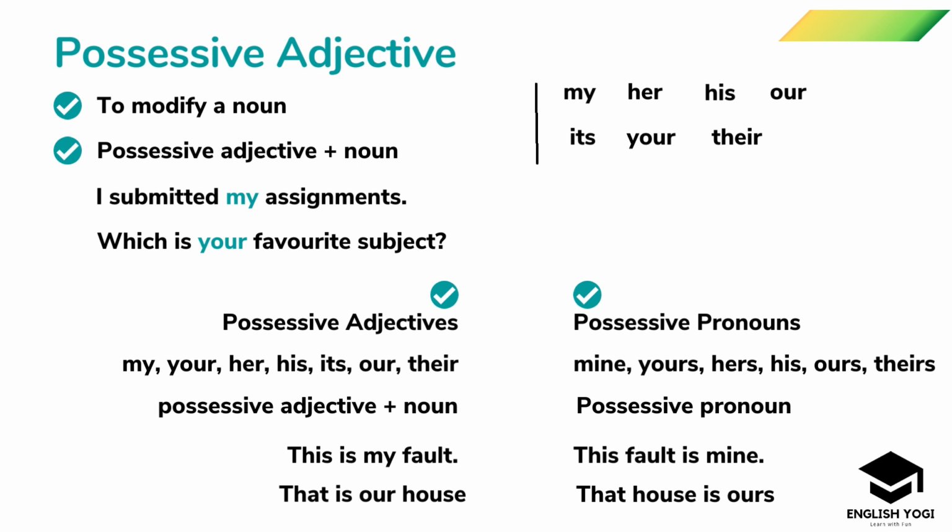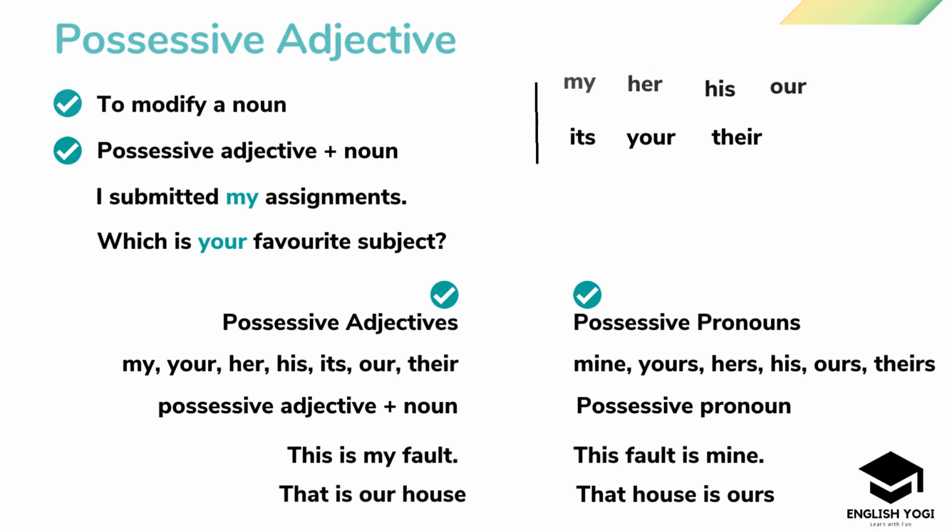We can see the example: "This is my fault." The word "my" is a possessive adjective, and after "my" there is a noun. And in the second example, "This fault is mine." The word "mine" is there, and after it there is nothing. Second example, "This is our house." The word "our" is a possessive adjective, and after "our" the word is "house". On the other hand, with possessive pronouns, "That house is ours." The word "ours" is there. So there is a little difference between understanding a possessive adjective and a possessive pronoun.